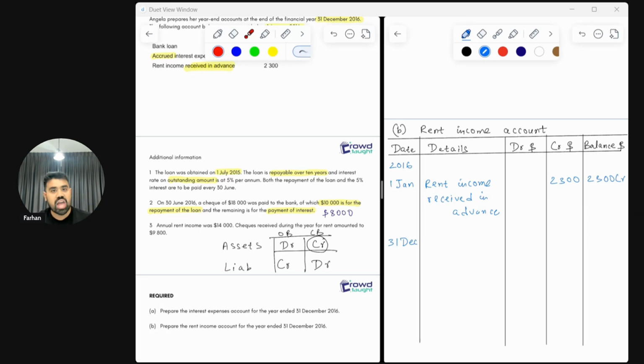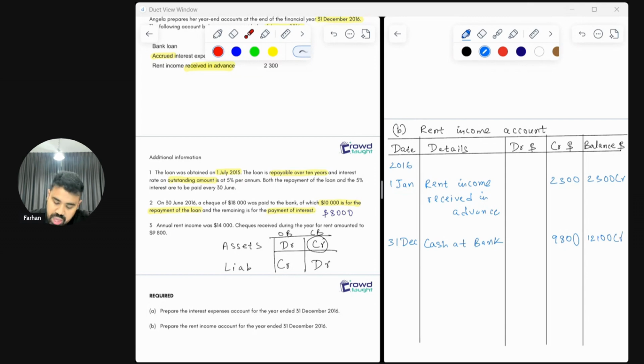So you would be debiting the cash at bank account by 9,800, but you would be crediting the rent income account by 9,800. So the rent income account is credited, right? So we are preparing the ledger account for rent income, which means the 9,800 has to be recorded on the credit side, and the cross-reference for the relevant account is the cash at bank, okay? So we have got two credits since 1 Jan. So 2,300 plus 9,800 should give us now final balance of 12,100 credit.